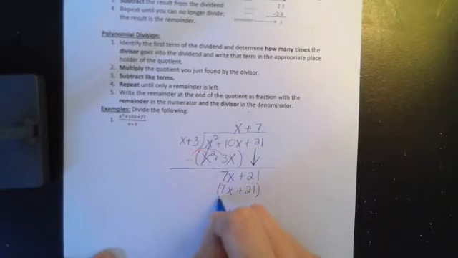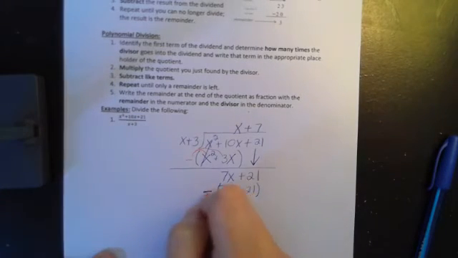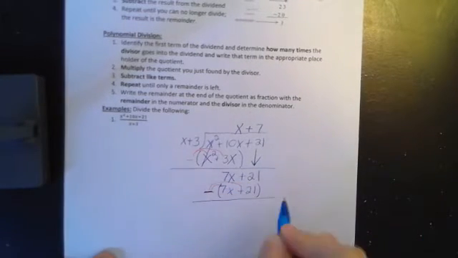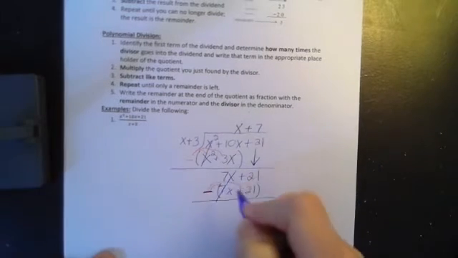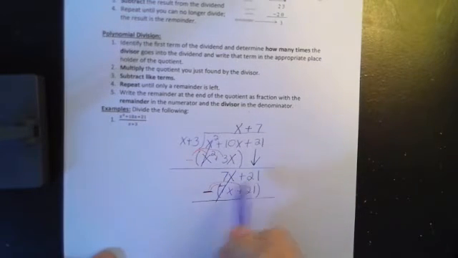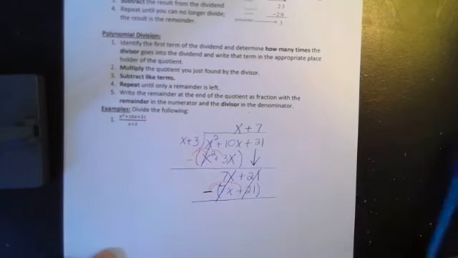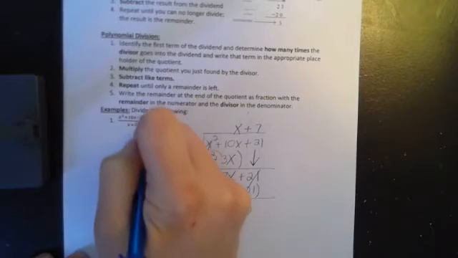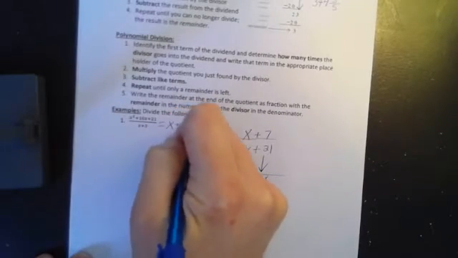Don't forget that you're subtracting here. So you have to make sure to distribute that negative. So we have 7x minus 7x. That's going to give us 0. Then we have 21 minus 21, which also cancels. So we're going to have a remainder of 0. So your final answer is going to be x plus 7.